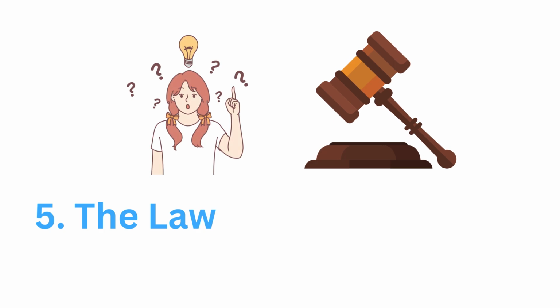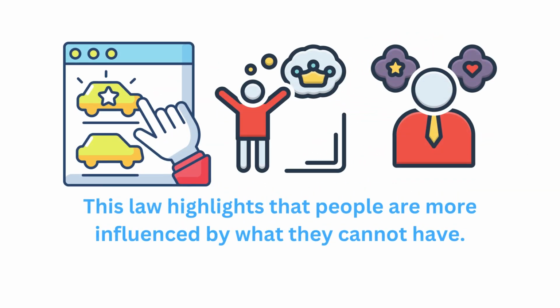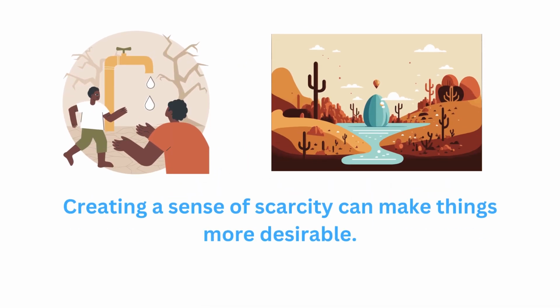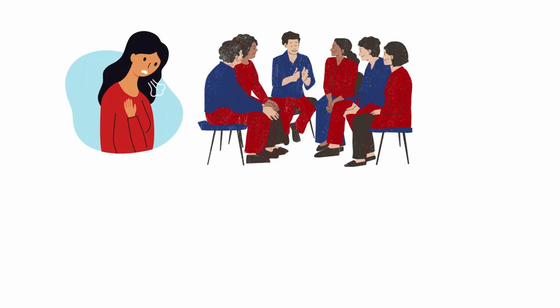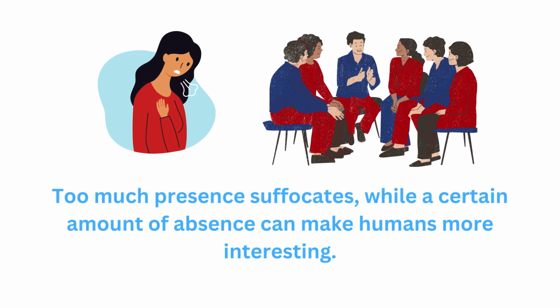Number 5. The law of covetousness. This law highlights that people are more influenced by what they cannot have. Creating a sense of scarcity can make things more desirable. Too much presence suffocates, while a certain amount of absence can make humans more interesting.